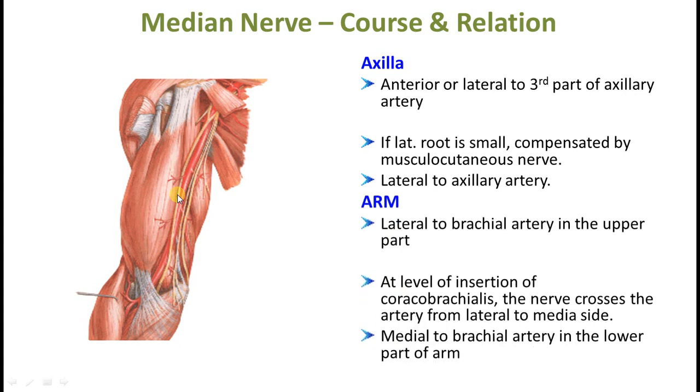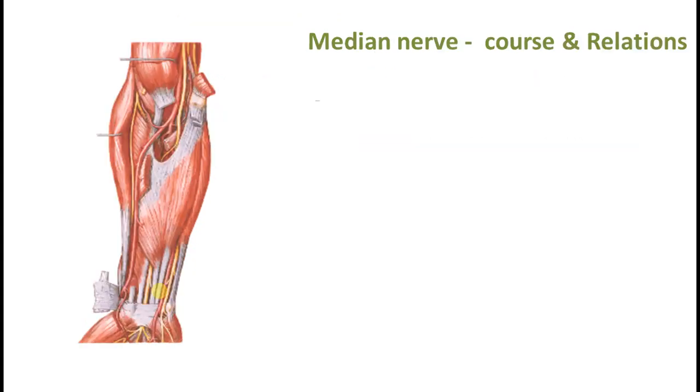Now at the level of insertion of this muscle, the coracobrachialis, exactly at this place, the median nerve crosses the brachial artery from the lateral side to the medial side. So in the lower part of the arm, and of course it is going to enter into the cubital fossa, the median nerve is present medial to the brachial artery.